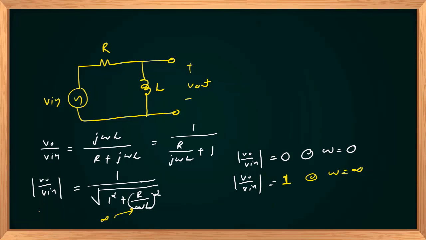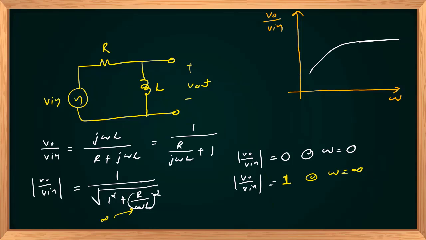So if you're plotting the response, magnitude of voltage gain versus omega, at omega equal to infinity, the gain is 1. And it decreases, decreases, decreases, and reaches 0 at omega equal to 0. The maximum possible gain in the circuit is 1 at omega equal to infinity. So it's the response of a high pass filter.